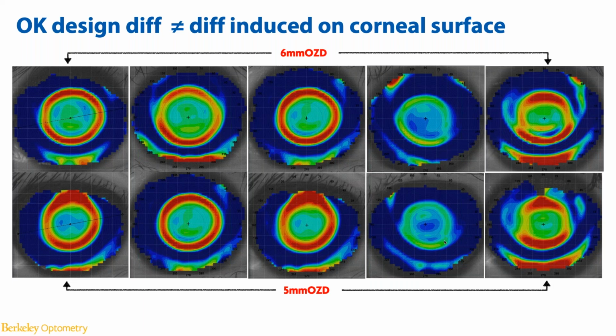And more importantly, across each row, we have the 5 eyes wearing exactly the same design, but getting totally, drastically different post-treatment corneal shape. So this is telling us, in general, orthokeratology lacks treatment specificity. What we have imposed on the lens is not what we get on the corneal surface.